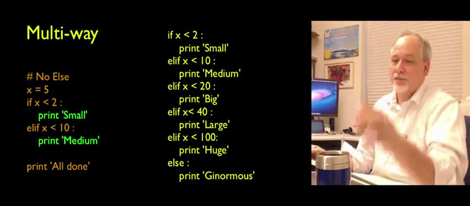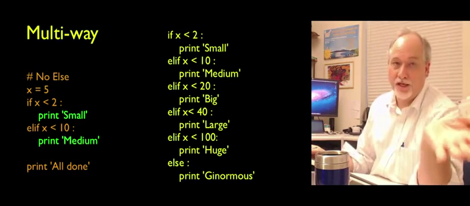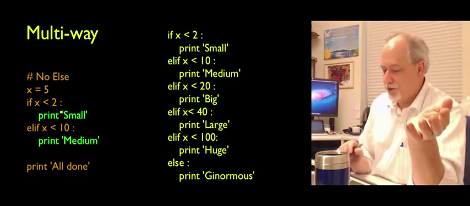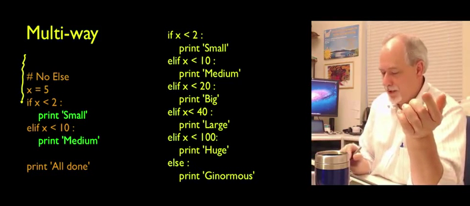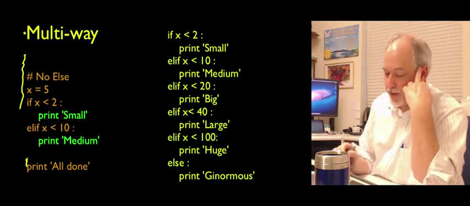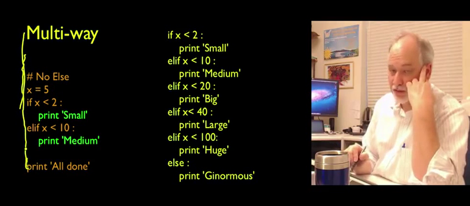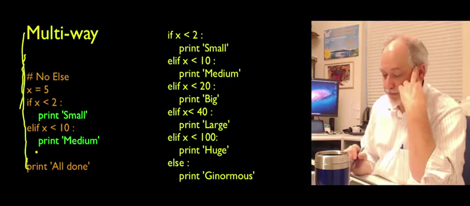Okay, so just a couple of things that you're probably wondering about. You don't actually need an else. You can have a multi-way with x equals 5, if x is less than 2, and there is no else here. You'll notice that this print just comes back. So if both of these are false, it could skip them both and just run right through here, and there's no else clause.